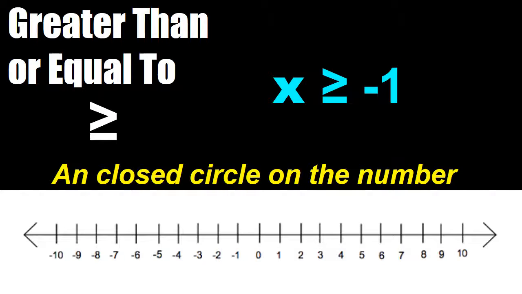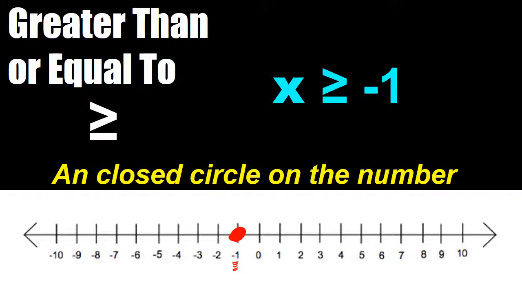So let's talk about greater than or equal to. This time we're going to use a closed circle on the number. Here's the way this works. We have x has to be greater than or equal to -1. I'm going to put a closed circle, and here's why. This is telling me that I can also use -1. I can say -1 is greater than or equal to -1. So it's going to be either one of those.